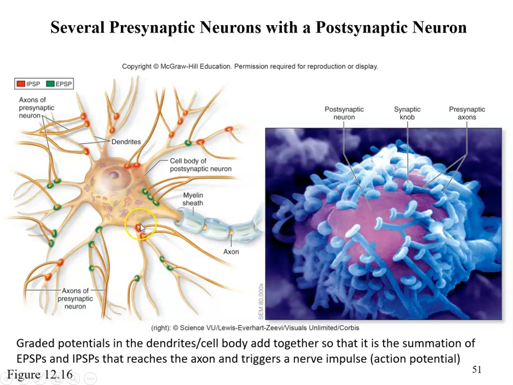What happens is these are firing at the same time. You're going to be getting inhibitory signals and excitatory signals at the same time, and it all gets added up down here in the initial segment. If it's enough to trigger an action potential, it will. And here's a good image. You can see all of the synaptic knobs communicating with the postsynaptic neuron. And remember, these are called graded potentials because they can add up.